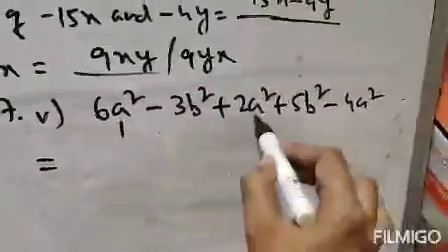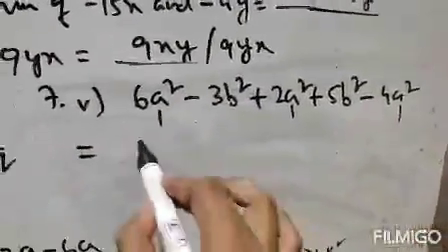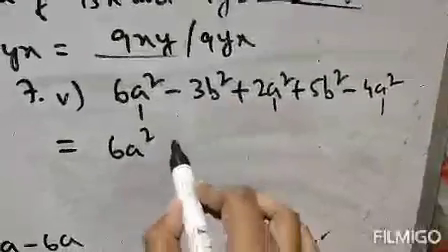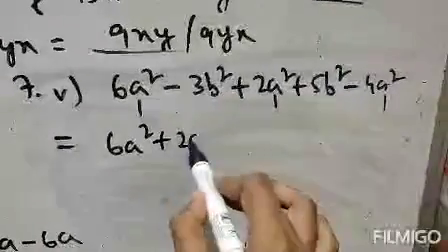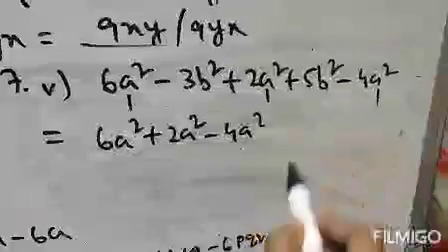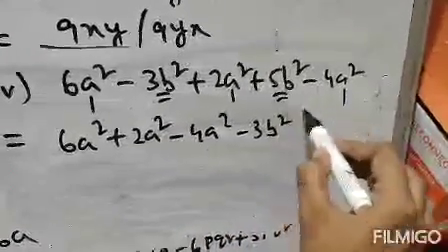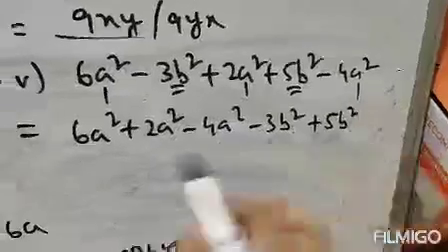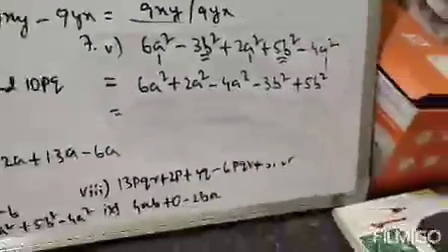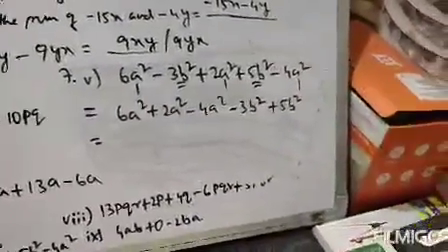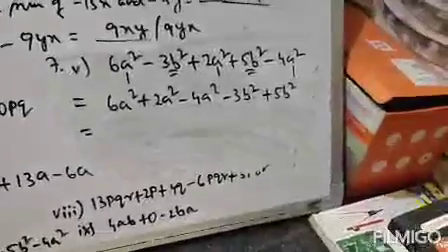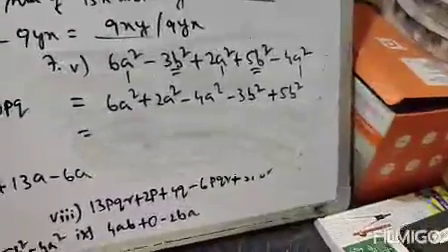So a² coefficient, a² coefficient, a² coefficient. The same coefficients are arranged together: 6a² plus 2a² minus 4a². Then it is minus 3b². Here also the same coefficient, so plus 5b². So all the terms are properly arranged according to their coefficient: 6a² plus 2a² minus 4a², then minus 3b² plus 5b².